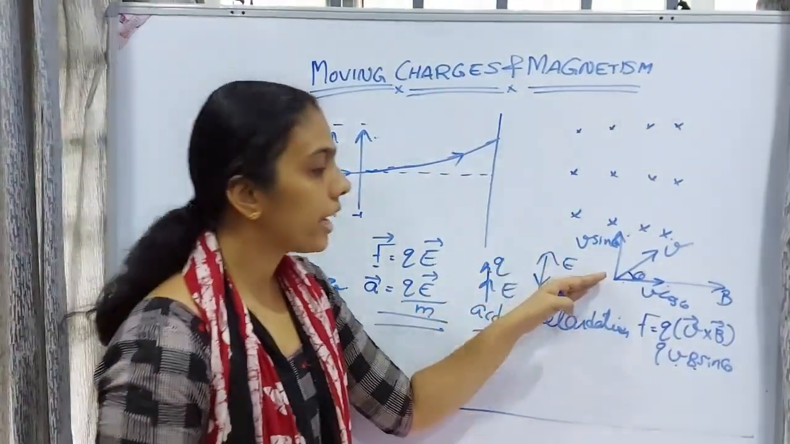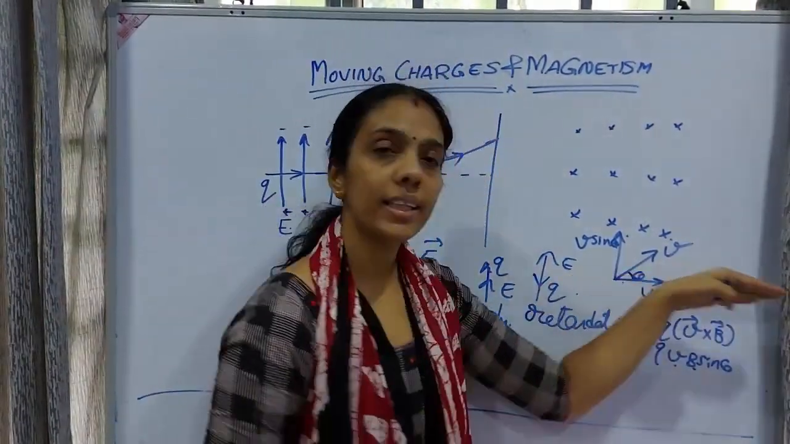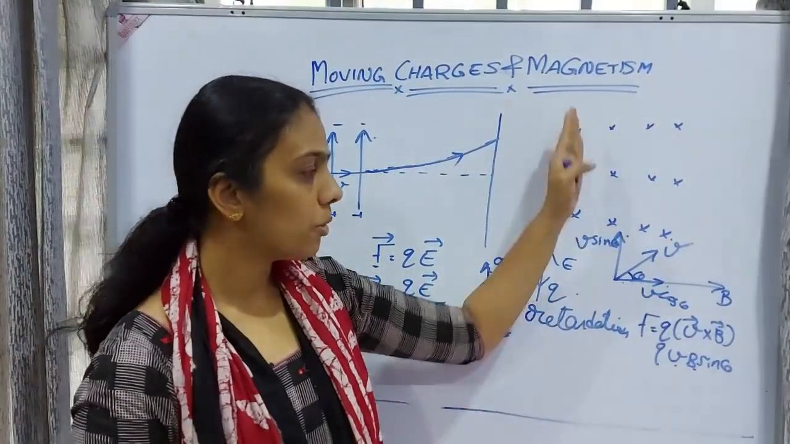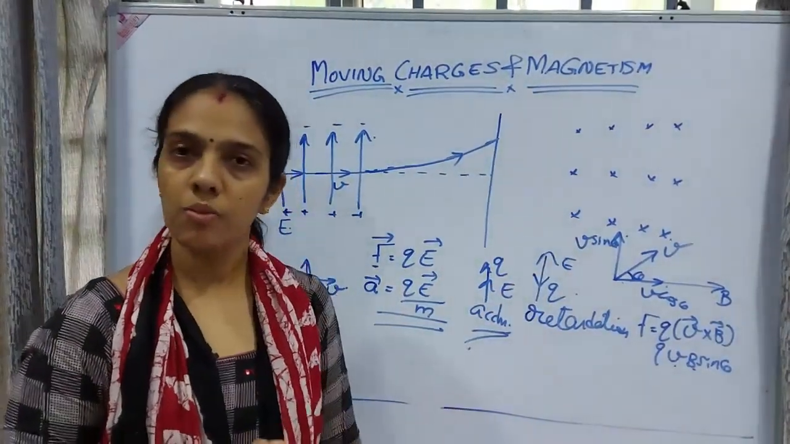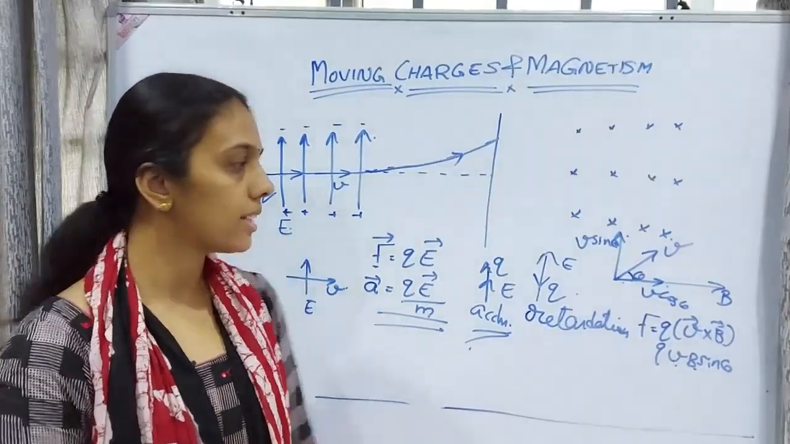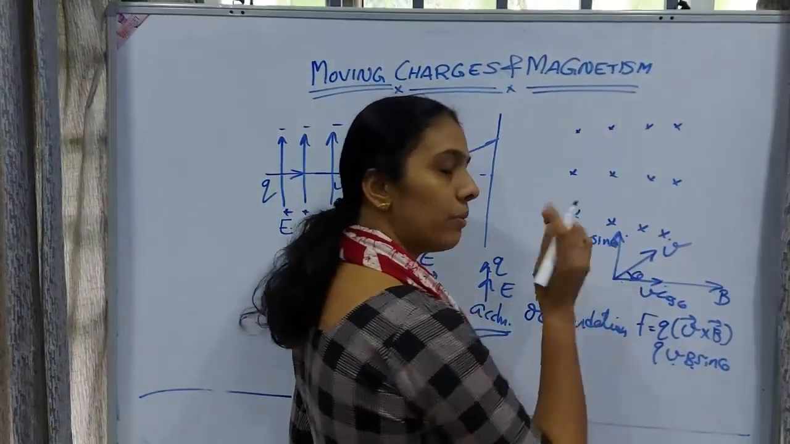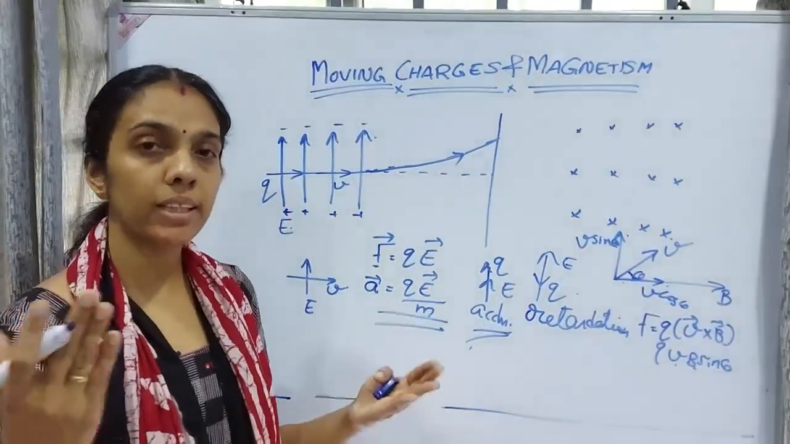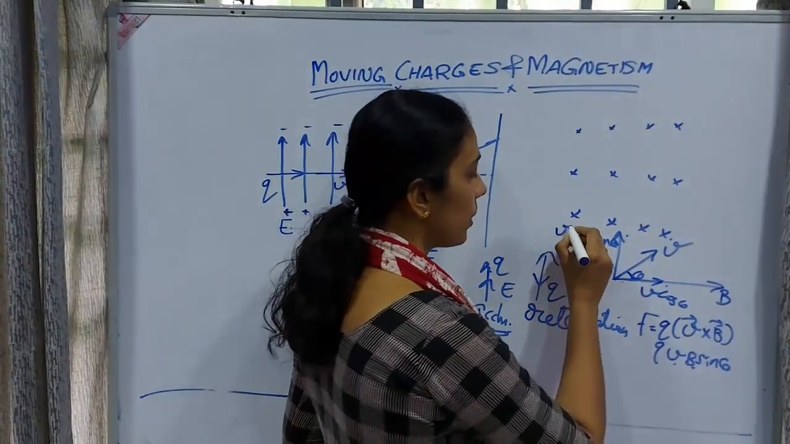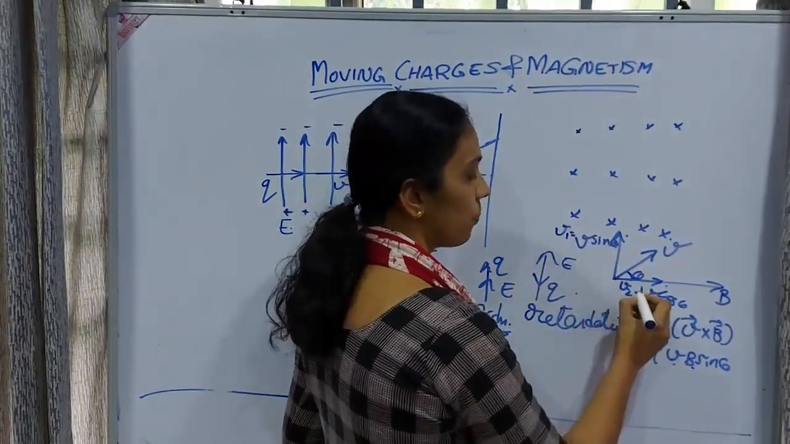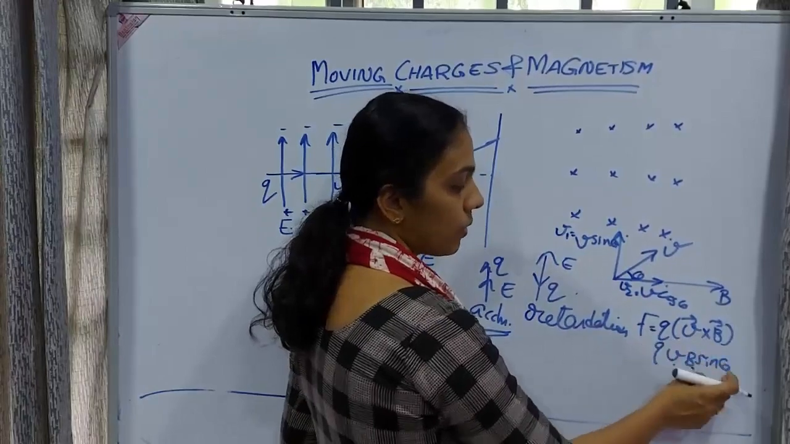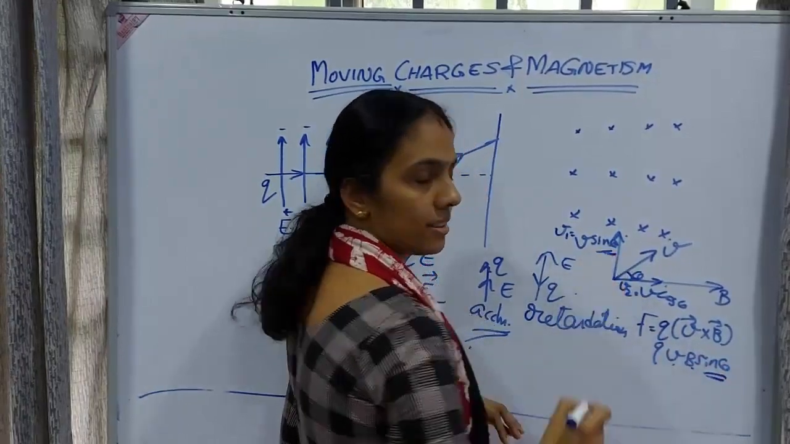So there won't be any force acting due to this V cos theta and B. But what about V sin theta and B? Force will be acting, QVB sin theta, isn't it? So when you are doing this derivation, you can consider this as V1 and this as V2. Otherwise you will get confused with this sin theta and this sin theta.